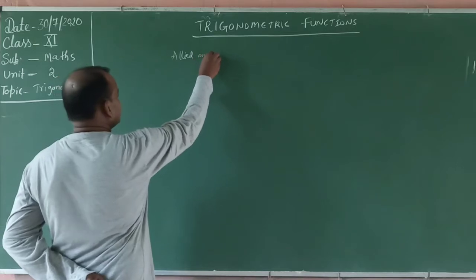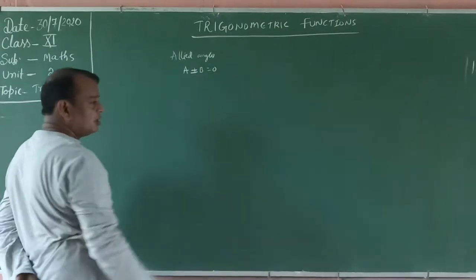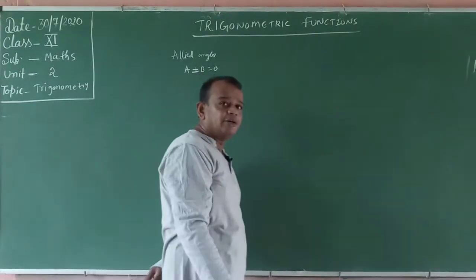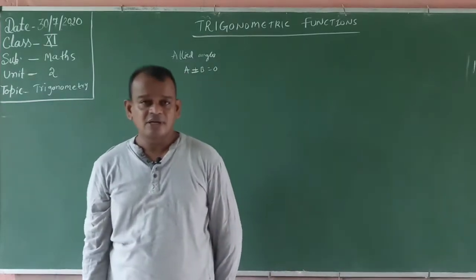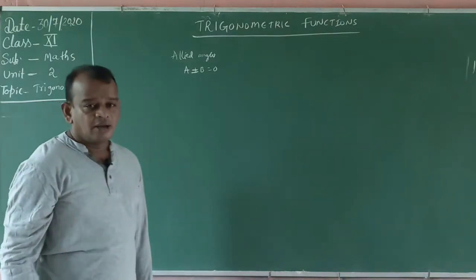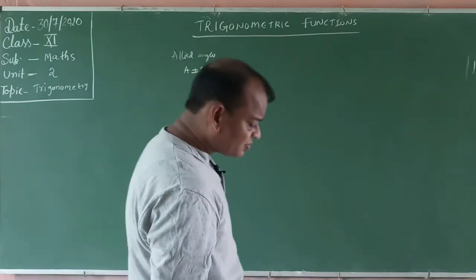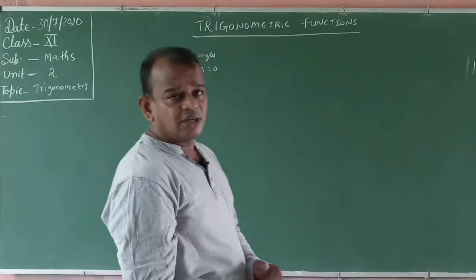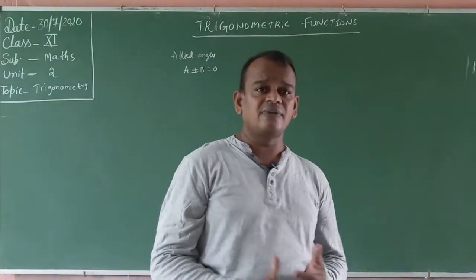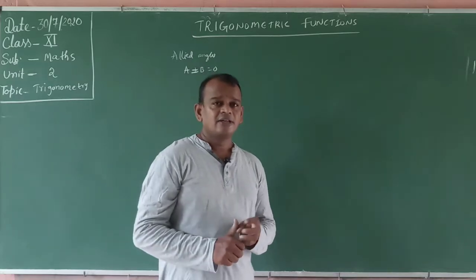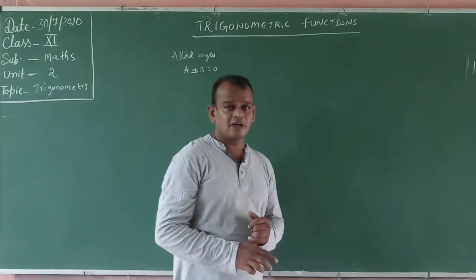What is the meaning of allied angles? When the sum or difference of two angles is equal to 0, or the angle is a multiple of pi by 2 or 90 degrees, they are called allied angles. Now, what are the quadrant angles? 0 degrees, 90 degrees, 180 degrees, 270 degrees, 360 degrees are called the quadrant angles.